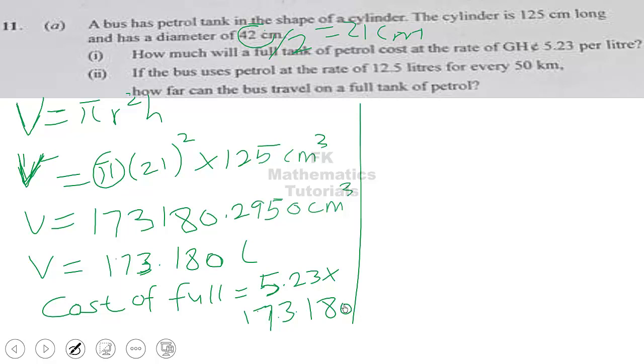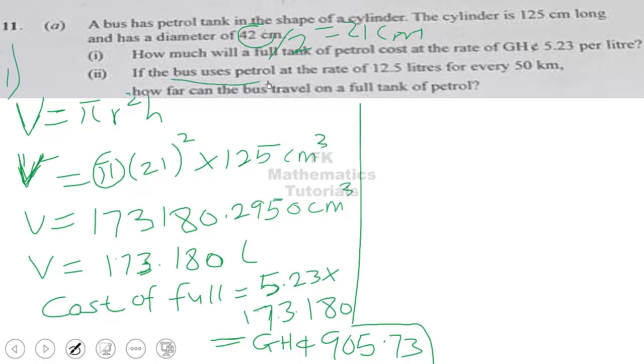And that will give us 178 point... That will give us 905.73 Ghana cedis to 2 decimal places. Now, this is the I part of the question.